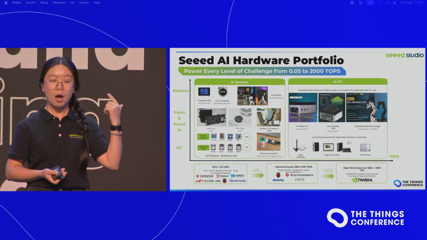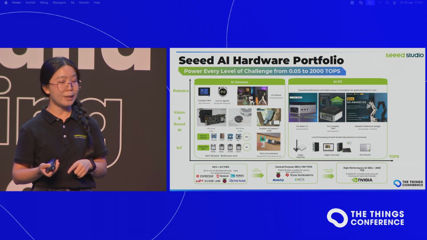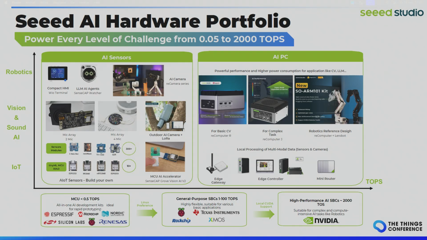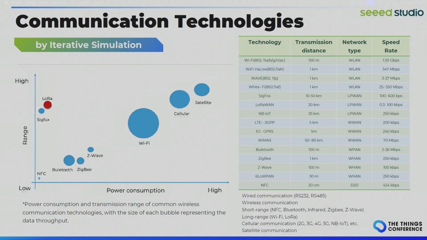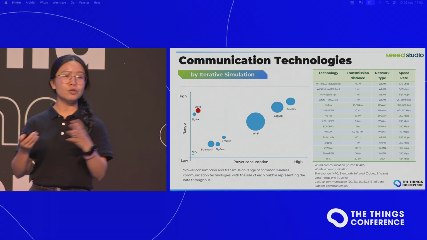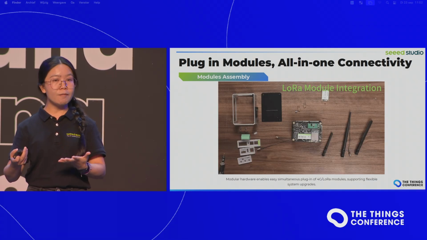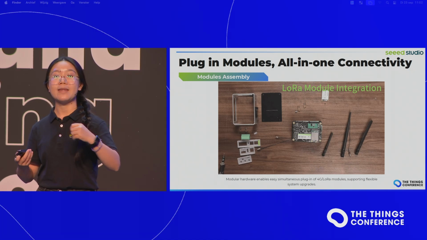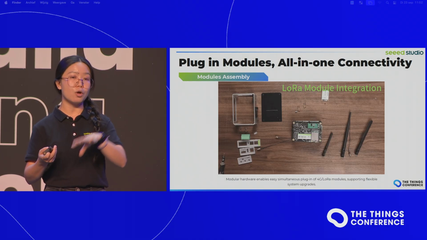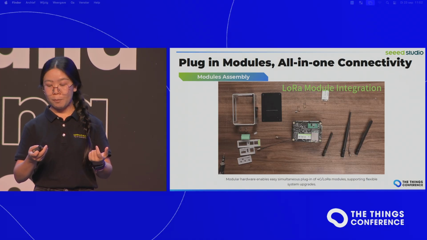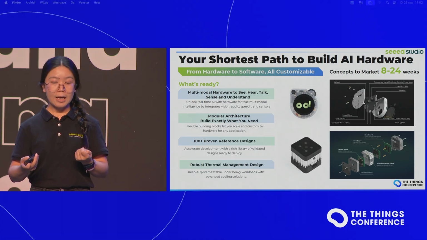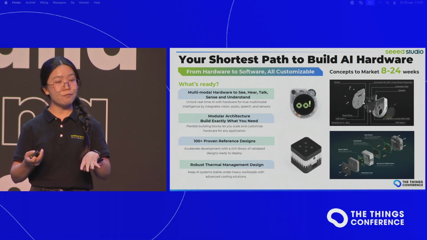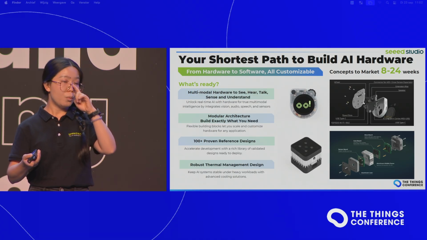So here you can see we have a rich portfolio of AI products, from sensors to collect data, from edge computing to process data, and of course, connectivity. We have products that support different kinds of connectivity, both wired and wireless, so that you can choose different combinations of them. And for many of our products, we usually have a reserved PCIe slot for you to add LoRa or 4G, or combine both LoRa and 4G on your edge device for multiple connectivity. And we provide this shortcut path for you to build your own AI hardware.